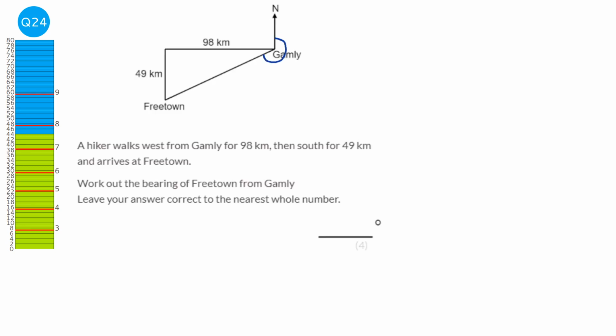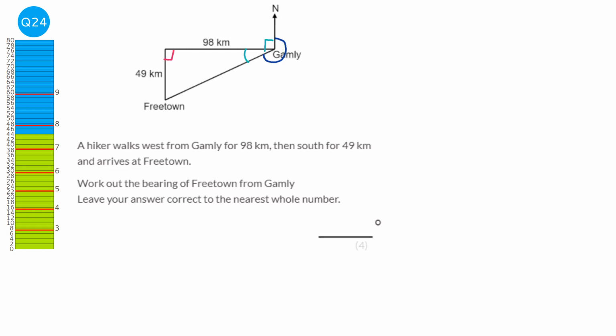And so what we're going to do is find this angle, and this will obviously be 90 degrees because the hiker walked west, and it's against the west line and the north line, so it's definitely 90 degrees. So we can work out what the bearing is if we know that angle inside the triangle. So we're going to start by labelling the sides.